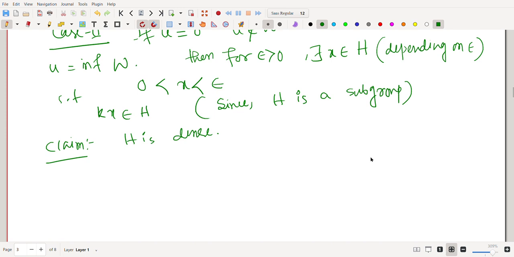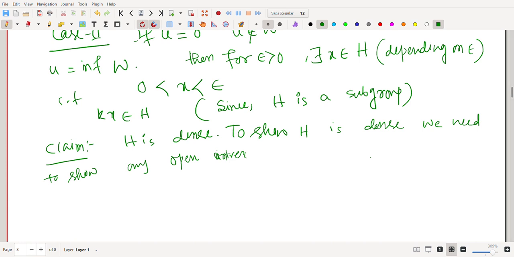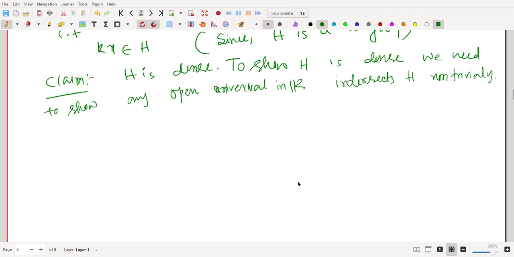Okay, let's draw a picture to show H is dense. We need to show any open interval in R intersects H non-trivially, right? Non-trivially. Okay, so let's draw a picture.